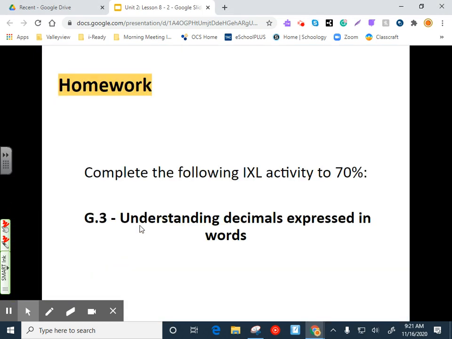Your homework, G3 on IXL, understanding decimals expressed in words. And it's very similar to what we were doing today. And again, just good practice naming your decimals and understanding how they go. All right, good luck on that.